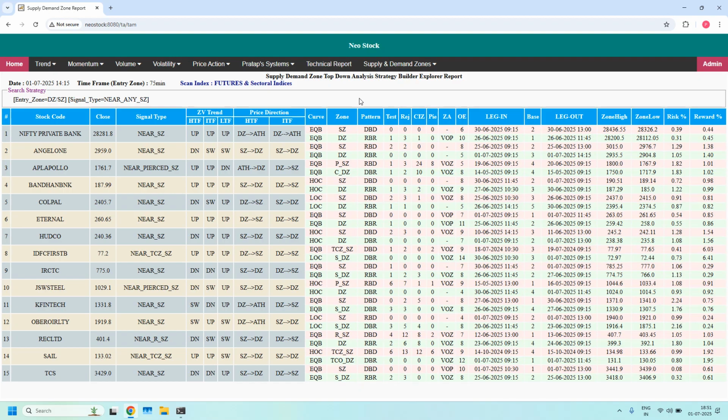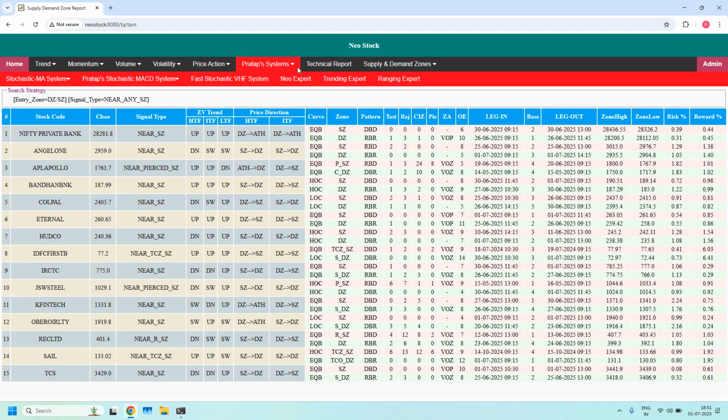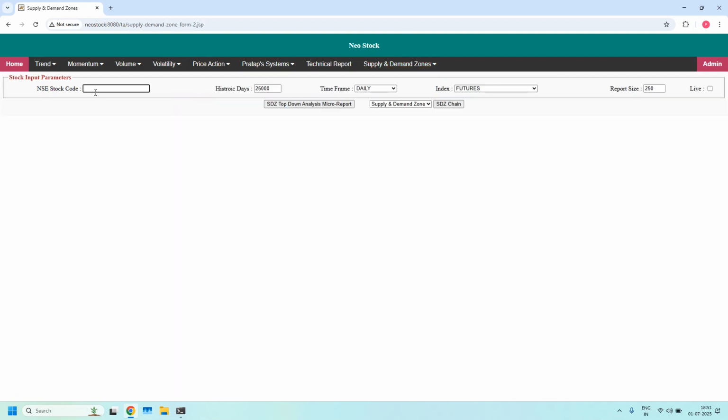Next, I am going to generate NIFTY and BANKNIFTY supply demand zone chain reports. Starting with NIFTY, monthly time frame, generating monthly supply demand zone chain for NIFTY.